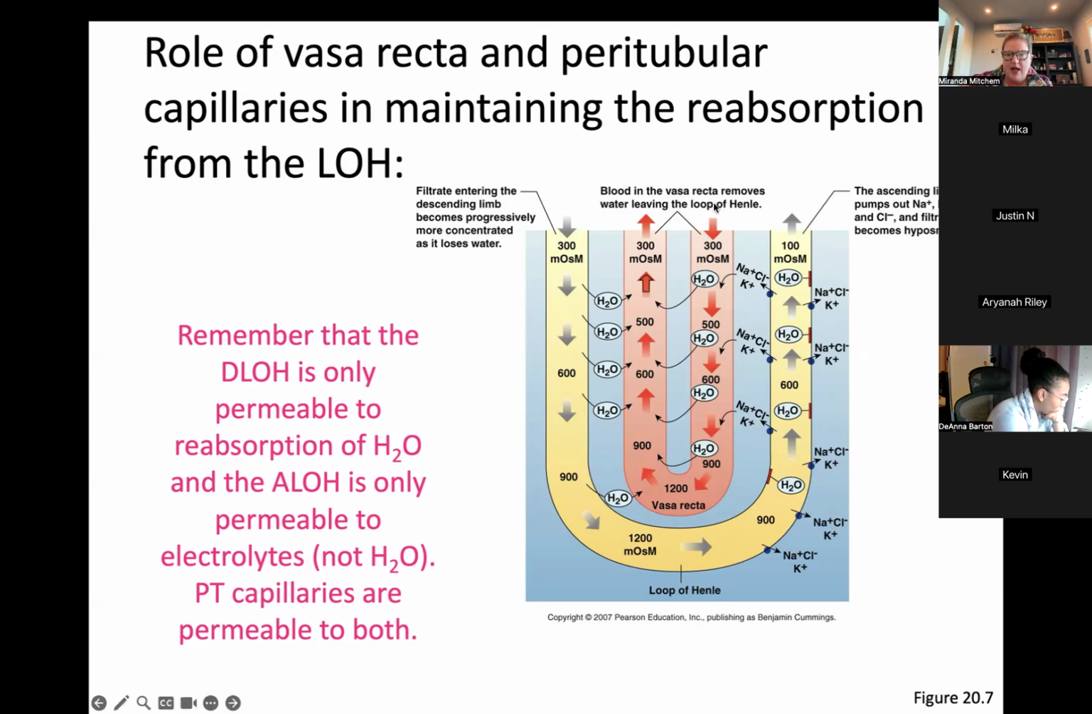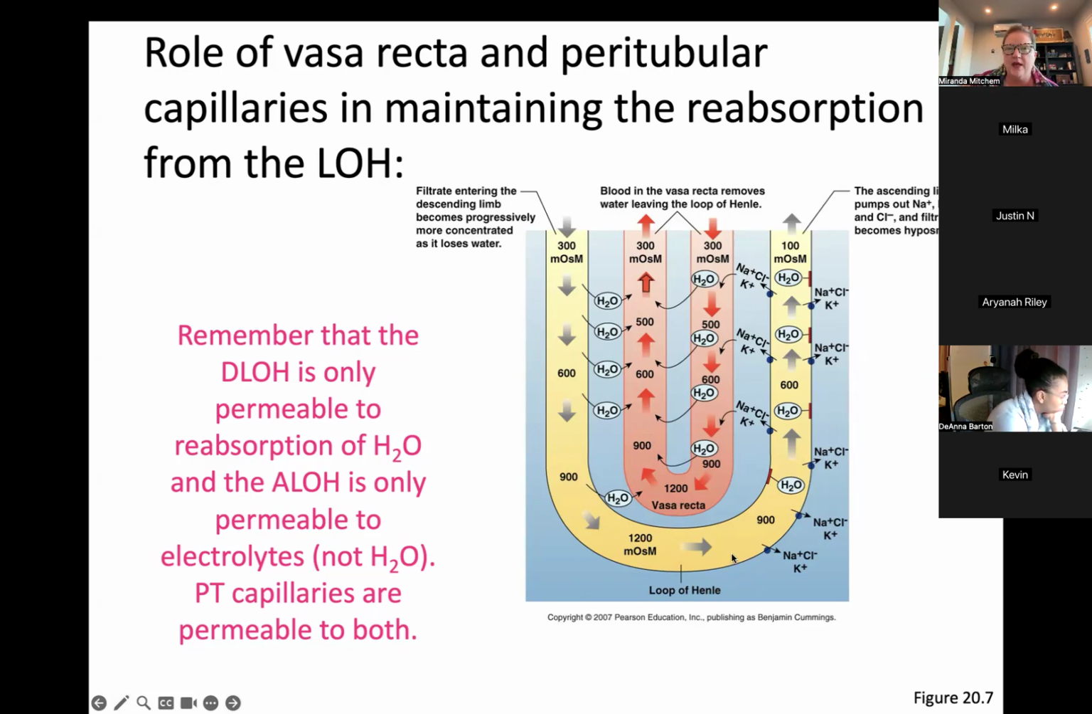So as the filtrate comes down through the loop of Henle, again, we're getting more concentrated because we're moving water into the bloodstream. So that's going to dilute out the blood. But notice that our osmolarities are matching, all along.